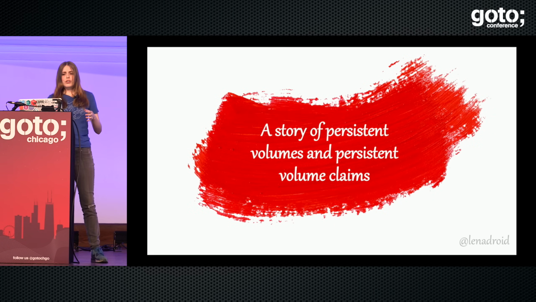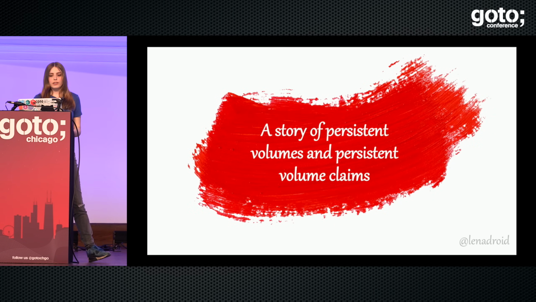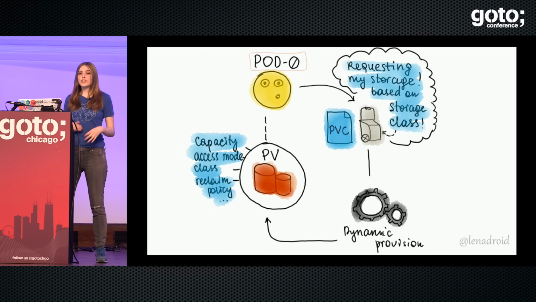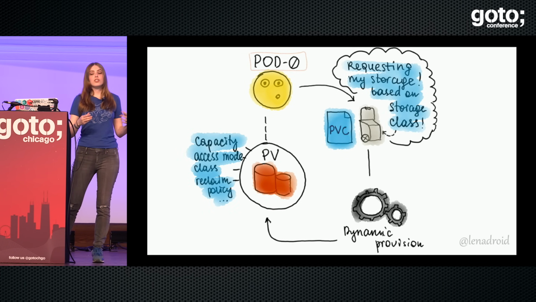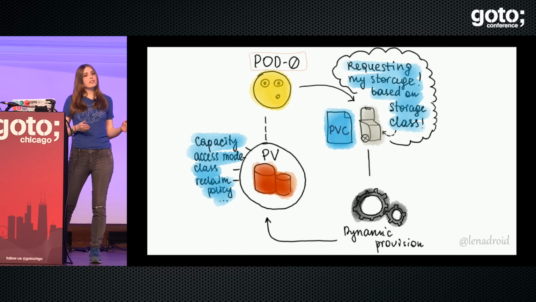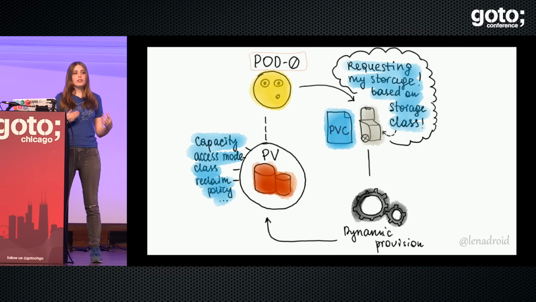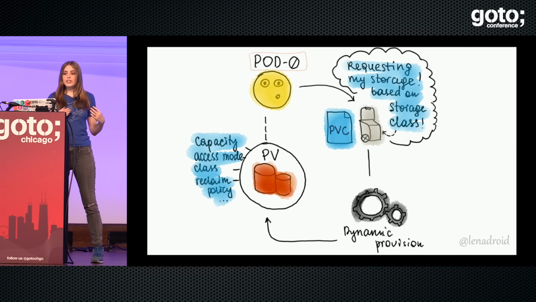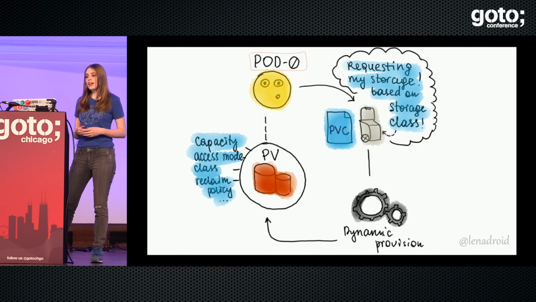So now let's look at the story of persistent volume and persistent volume claim. Imagine we have a stateful set, and there is a first pod that is initialized. This pod has a definition of a persistent volume claim with a certain storage type, and it says, I'm requesting my storage based on the storage class.